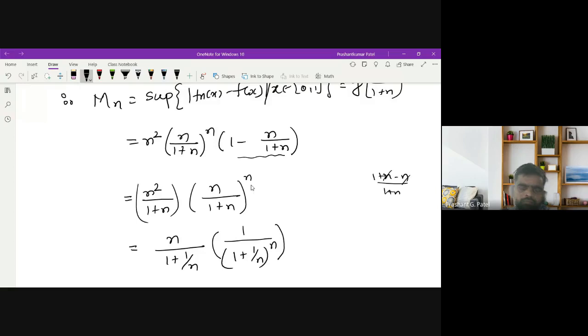And we know that the limit as x tends to 0 of 1 plus x power 1 upon x is e. So as per this quantity which we have here, which is tending to e, this will tend to 1 and this tends to infinity. So this I can say will tend to infinity as n tends to infinity. So finally what we can say is this Mn is tending to infinity, which is not equal to 0.